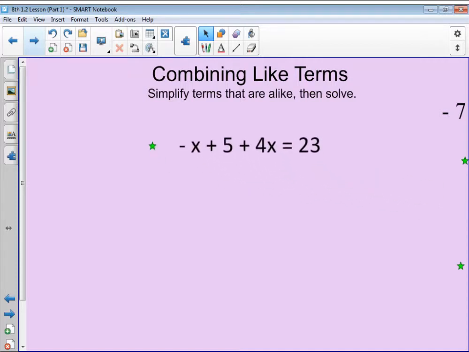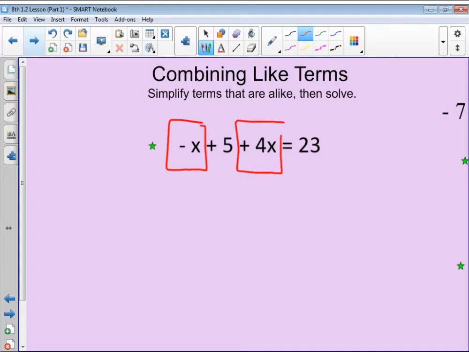Okay, so here's the next one. We've got negative x plus 5 plus 4x equals 23. Our first step is to work with our x's. Now, I specifically picked this one, and here's why. That negative x, we have to remember, when there's not a number there, it's implied that there is a 1. You have to realize that there's really a 1 there. And so now when we combine those x's, we have to think negative 1 and a positive 4.